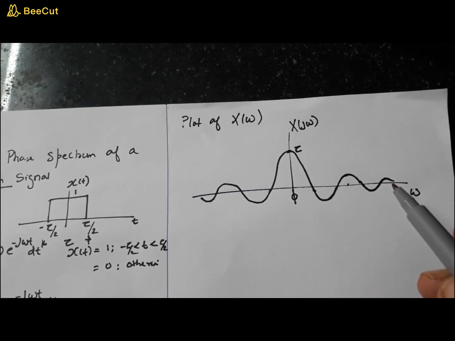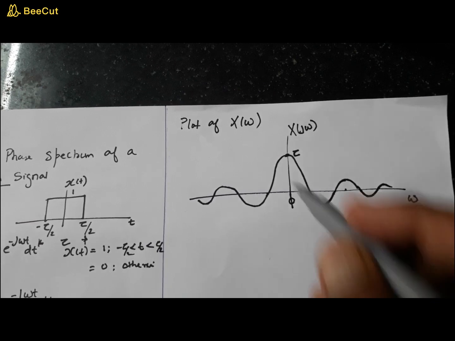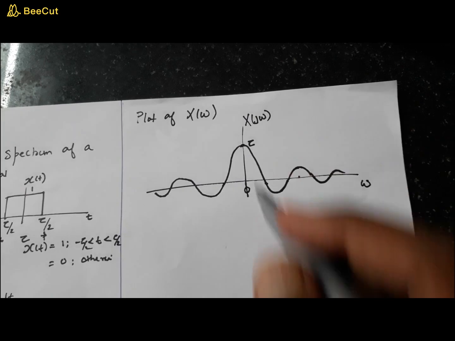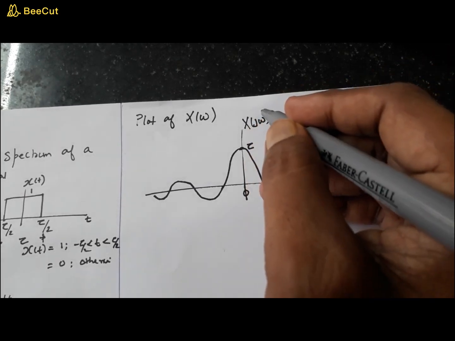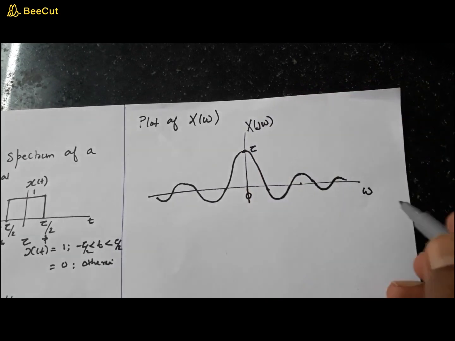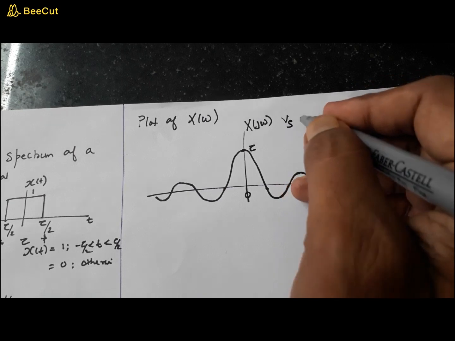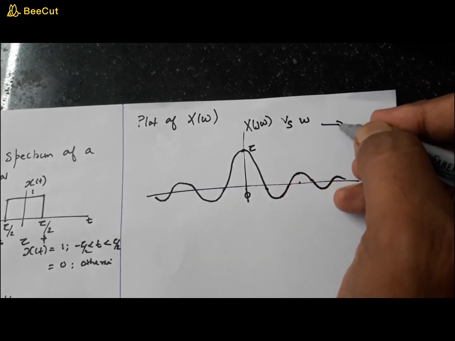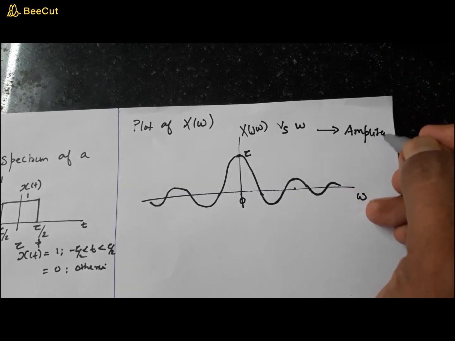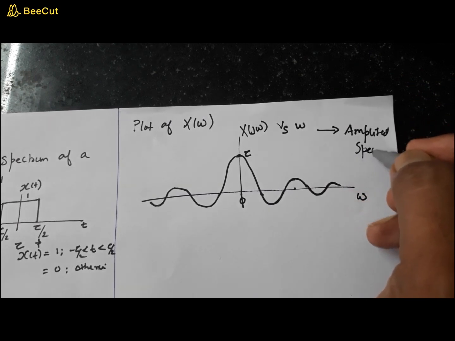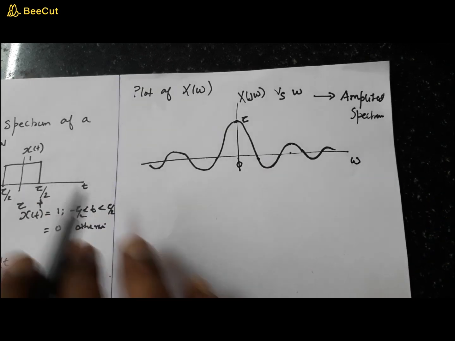So this is how you will get X of j omega. This is the magnitude of X of j omega versus omega, and this graph is called the amplitude spectrum, the amplitude spectrum of this rectangular signal.